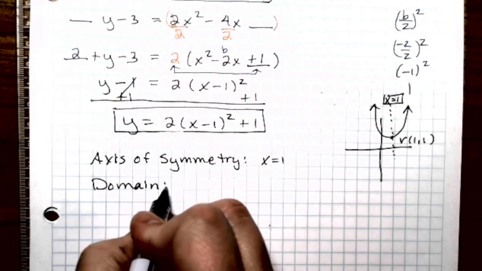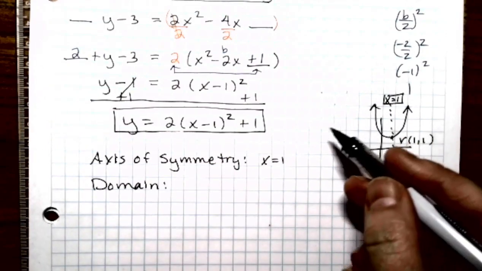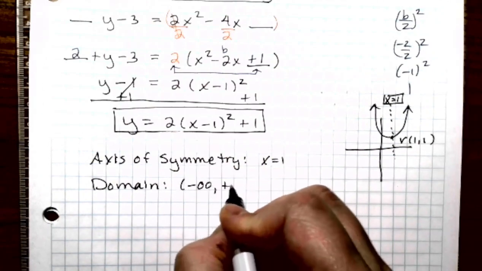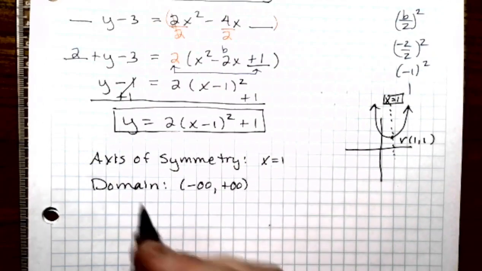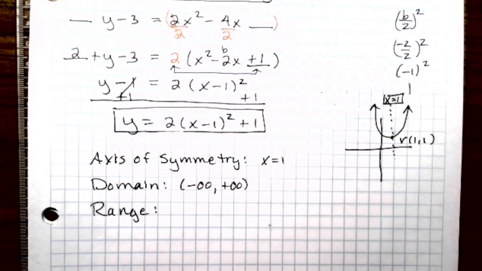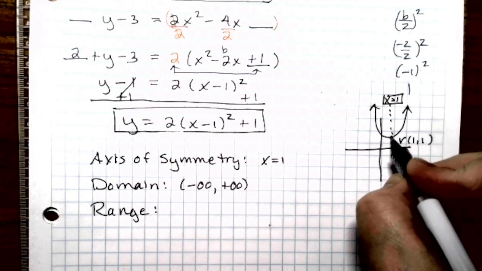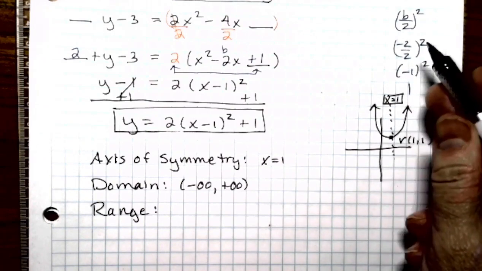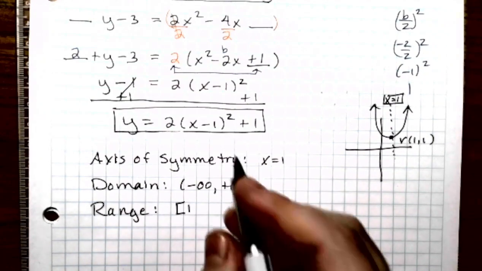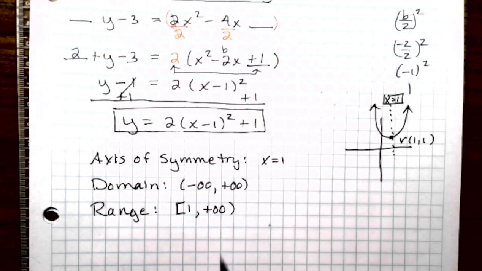Okay, domain. Well, the arrows say infinitely left, infinitely right, so that hasn't changed. So -infinity to +infinity. Range. Okay, so this one's going to have a bracket because the lowest point, the y value, is a 1. It goes from 1 up. So our range is a bracket because 1 is actually a value on the graph up to +infinity, just like what we've been doing.